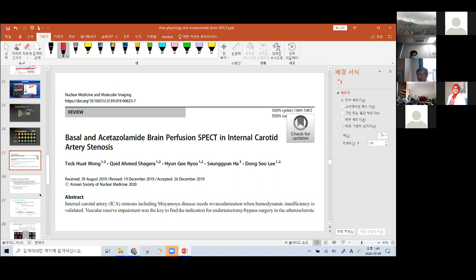In case of moyamoya disease, it's internal carotid artery stenosis, just at the border of the extracranial and intracranial parts. The carotid artery has a tortuous course just before entering the intracranial part. That part shows severe chronic stenosis in moyamoya disease, or in atherosclerotic disease.